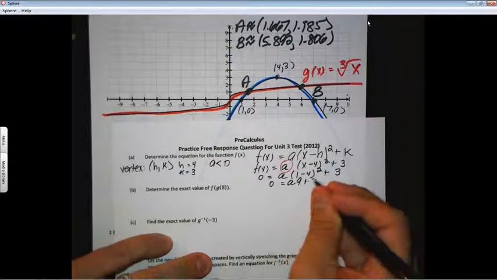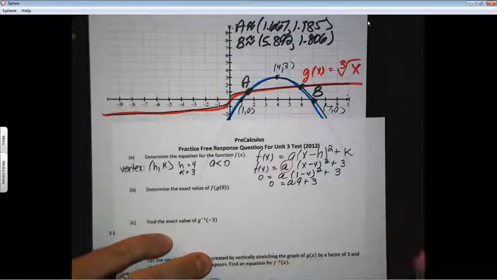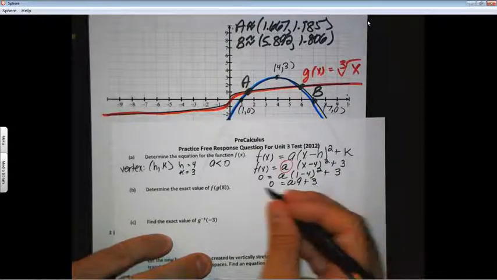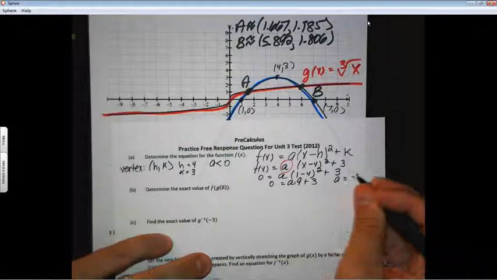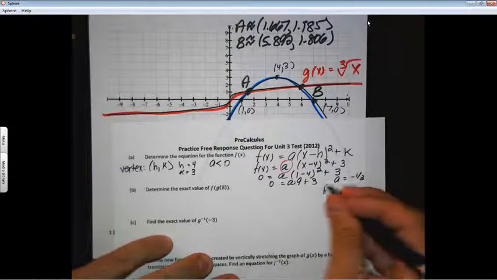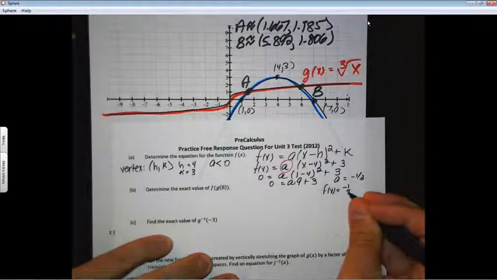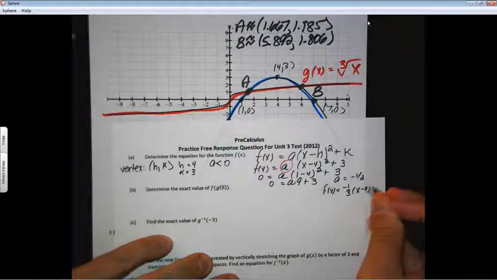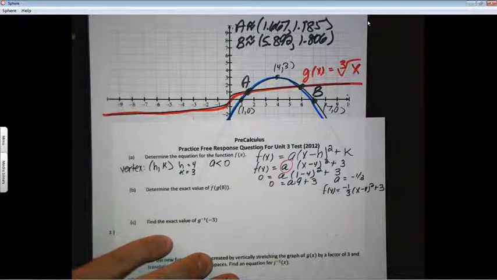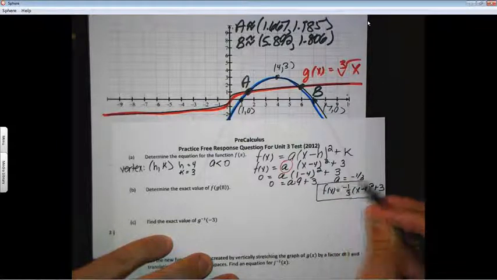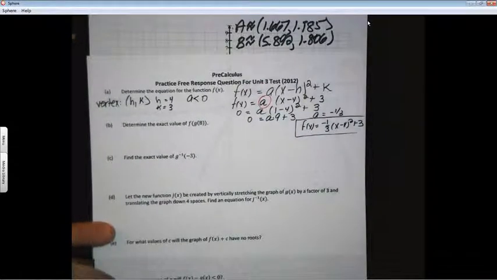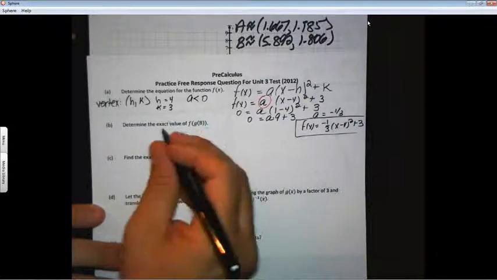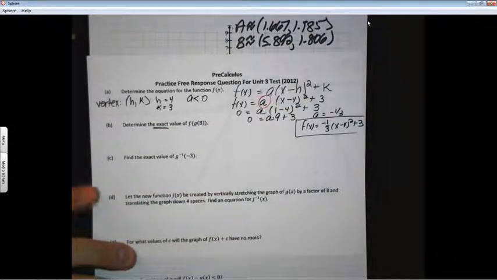So I get 0 equals a, don't know what that is, times (1 minus 4) squared plus 3. Let's clean that up a little bit. 1 minus 4 is negative 3. Negative 3 squared is 9. So we have 0 equals a times 9 plus 3. If I subtract 3 from both sides and then divide by 9, I get that a is negative 1/3. So f of x is negative 1/3 times (x minus 4) squared plus 3. Done.